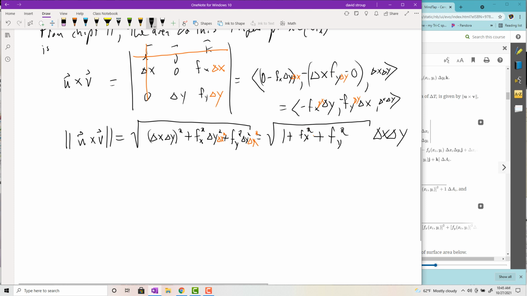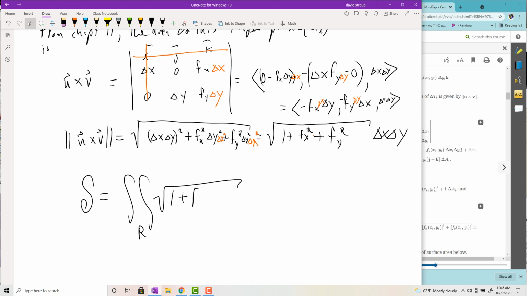And with the integral, you're adding these up all over the surface, so you would have the surface area equaling the double integral over the region of the square root of 1 plus the partial with respect to x squared plus the partial with respect to y squared dA.